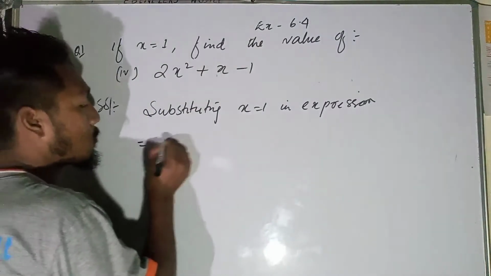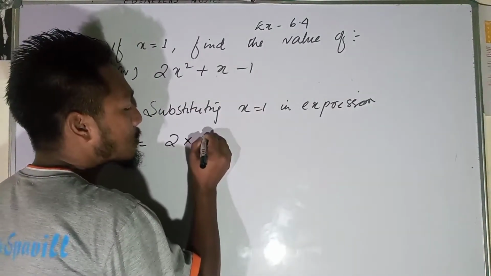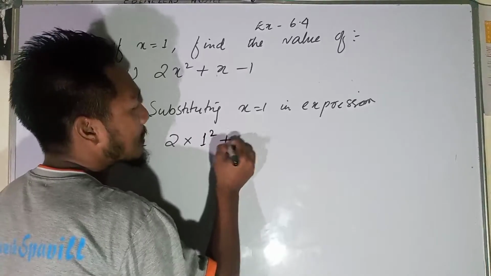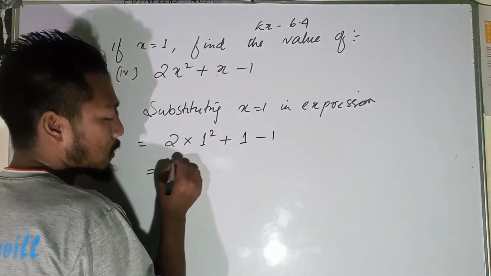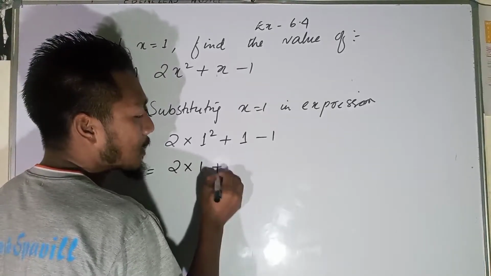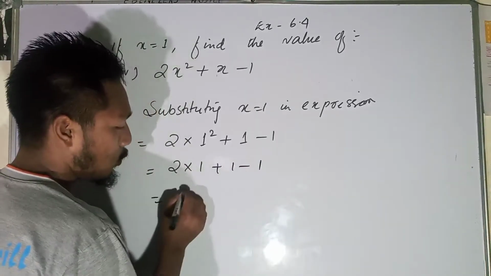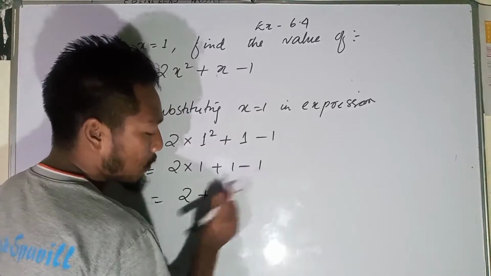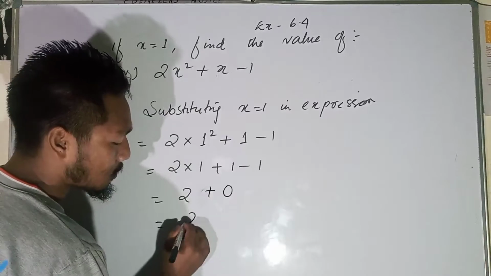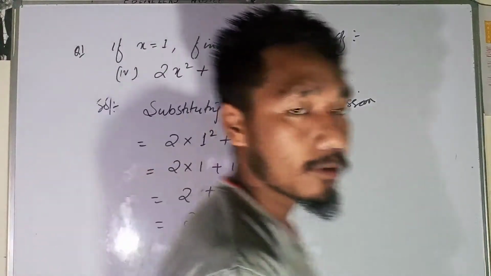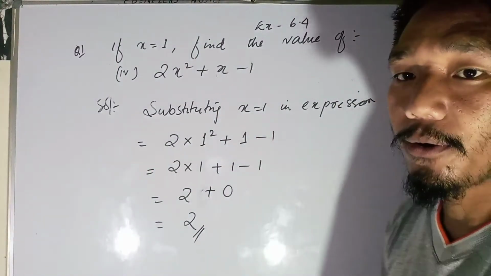That means 2 into x squared, that is 1 squared, plus x, which is 1, minus 1. So 2 into 1 squared is 1, plus 1 minus 1. So 2 into 1 is 2, plus 1 minus 1. 1 minus 1 becomes 0. So 0 plus 2 is 2. So this is our answer. So in this way we have to solve our question number 1.